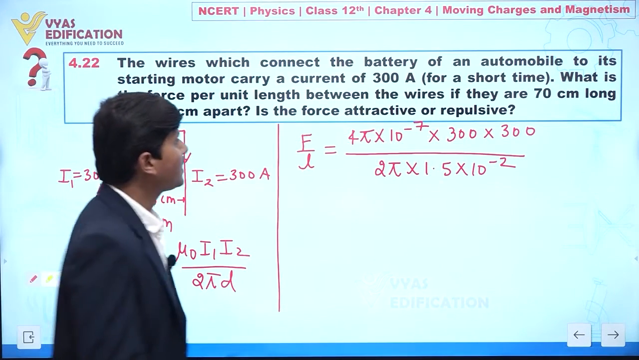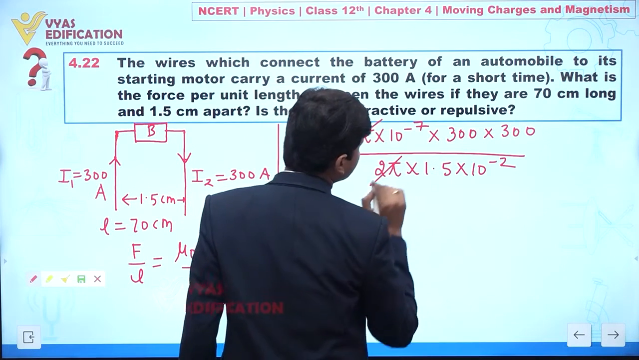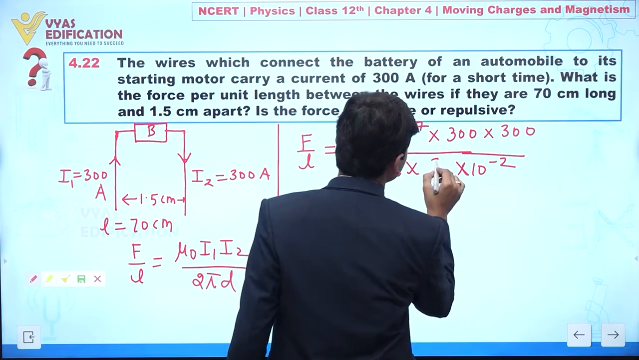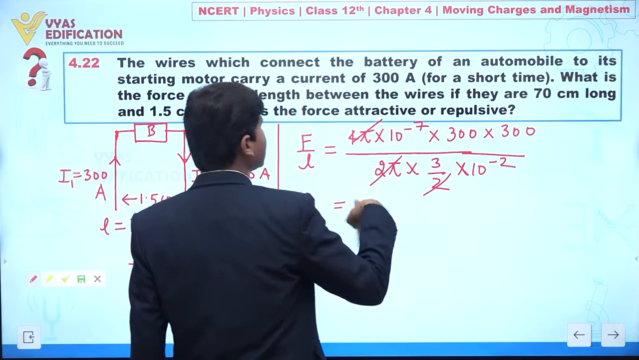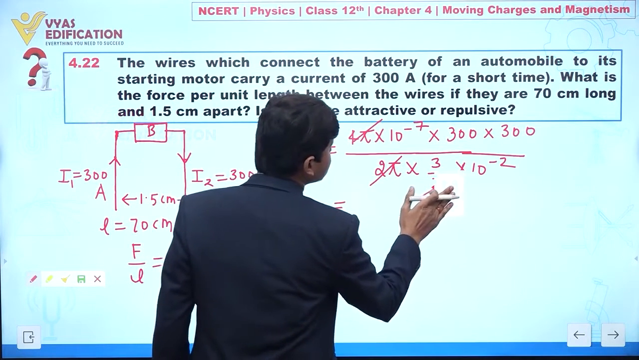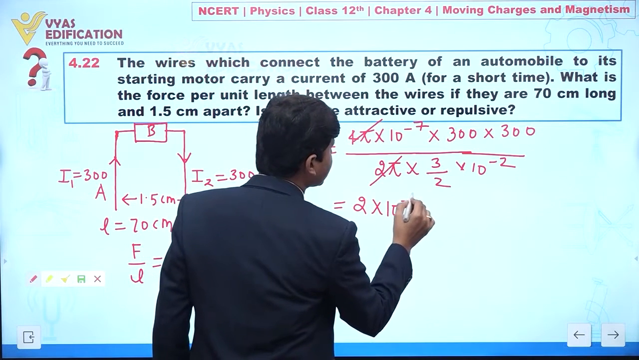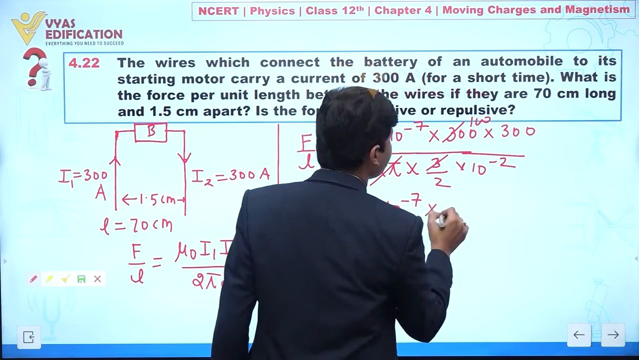Clear? So from here we can say this one and this one cancel out. We can also write 1.5 as 3 by 2. Clear? So this is 3 by 2. From here, this 2 will move into the numerator. So 2 into 10 to the power minus 7, clear. This one cancels out, so this is 100, clear.